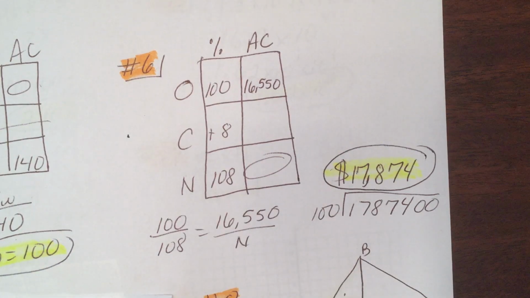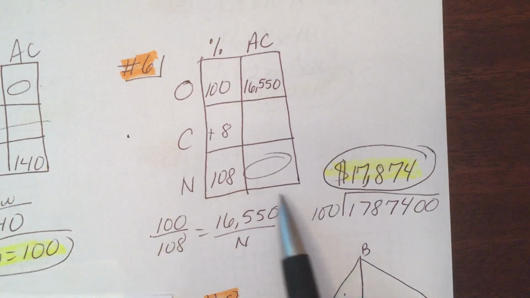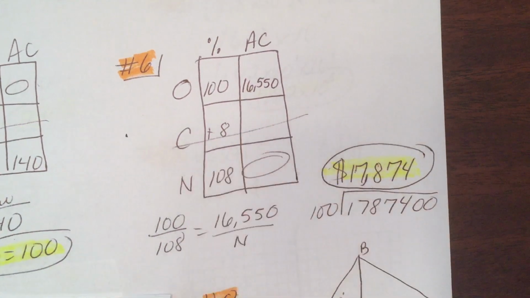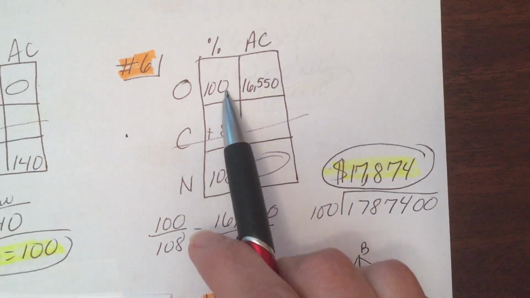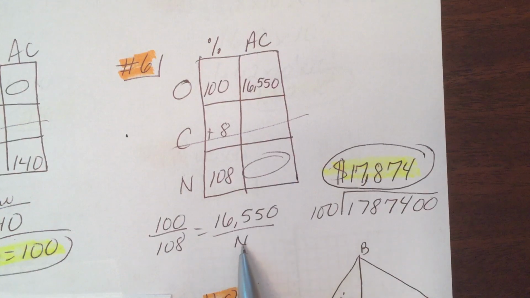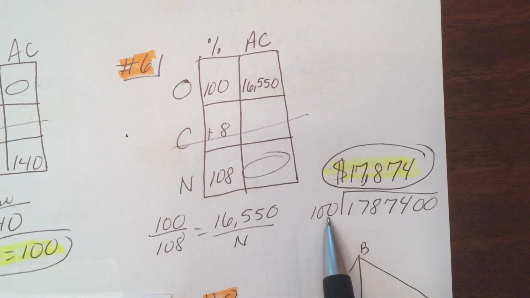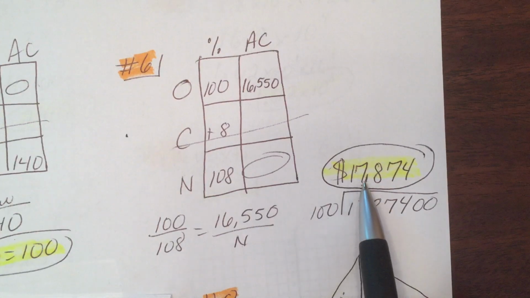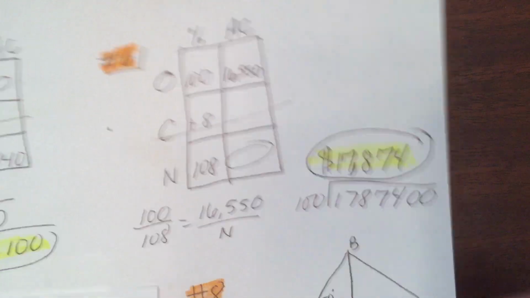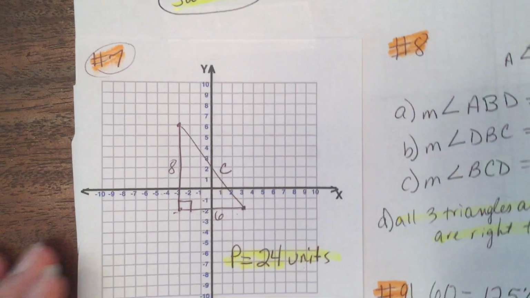Before the increase, the average price of a new car was $16,550. They want to know the new price. I can get rid of that. So I had 100 over 108 is equal to 16,550 over my new price. Did my cross multiplying. I got this big number divided by 100, and you get 17,874.